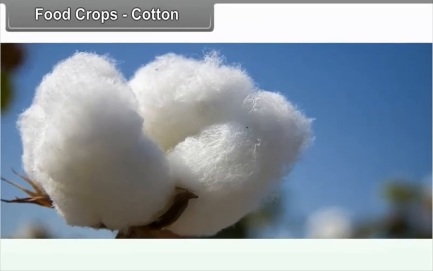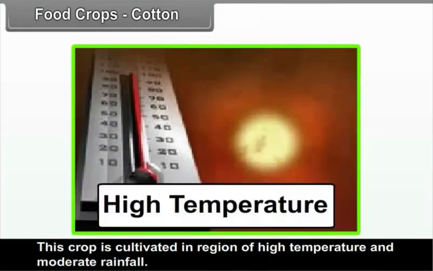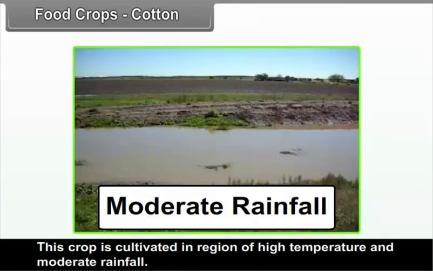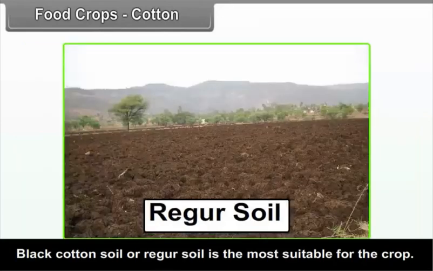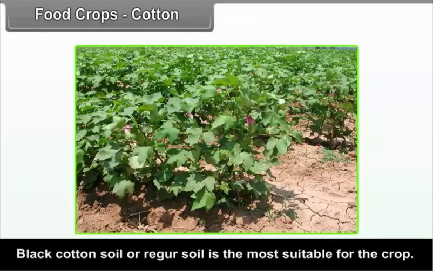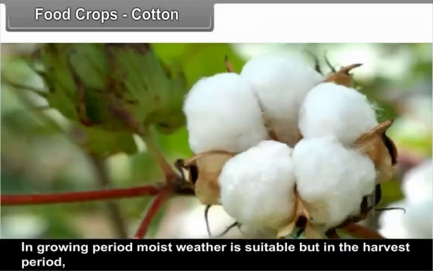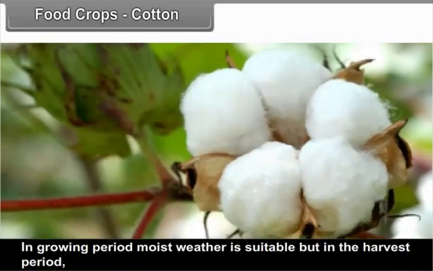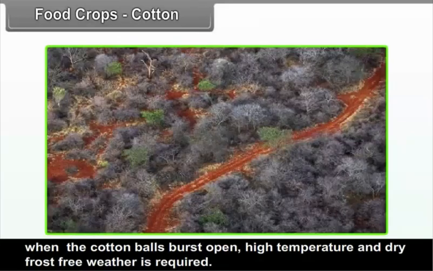Cotton. This crop is cultivated in the regions of high temperature and moderate rainfall. Black cotton soil or Reger soil is the most suitable for the crop. In growing period, moist weather is suitable, but in the harvest period, when the cotton balls burst open, high temperature and dry frost-free weather is required.